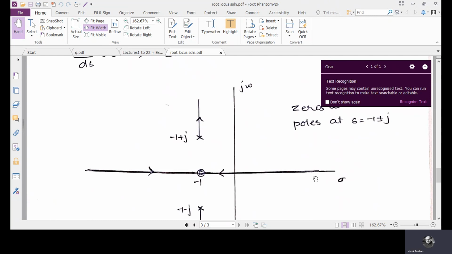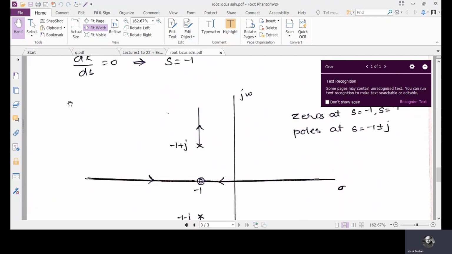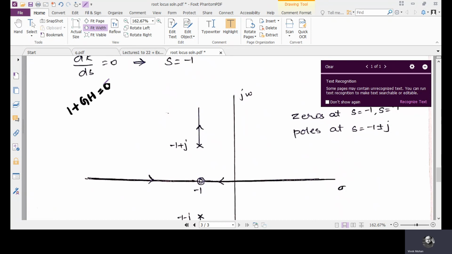Now I am supposing that I'm plotting the root locus for 1 plus GH equals 0. Then I'm going to invert the root locus to get the plot for positive feedback, 1 minus GH equals 0. So initially I'm doing it for this.